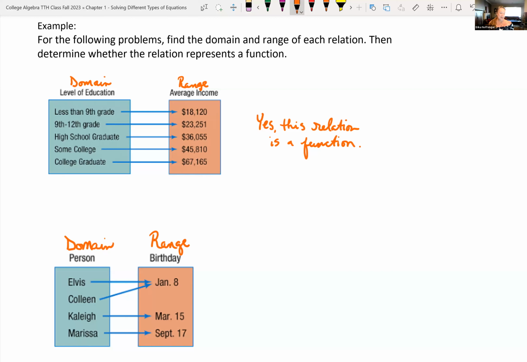Okay, so feedback from the class was this was not a function, but this actually is a function. So recall, to be a function, for every input, it spits out one output. So Elvis, he only has one birthday, January 8th. Okay, so that is okay. Colleen, she also only has one birthday, which is January 8th. Kaylee is March 15th, and Marissa is September 17th. So since every person only has one birthday, this is a function. So it's okay that 2 different people have the same birthday. We'll see that this is not a one-to-one function later on in this course because there's 2 different inputs that give us the same output, but this is a function.